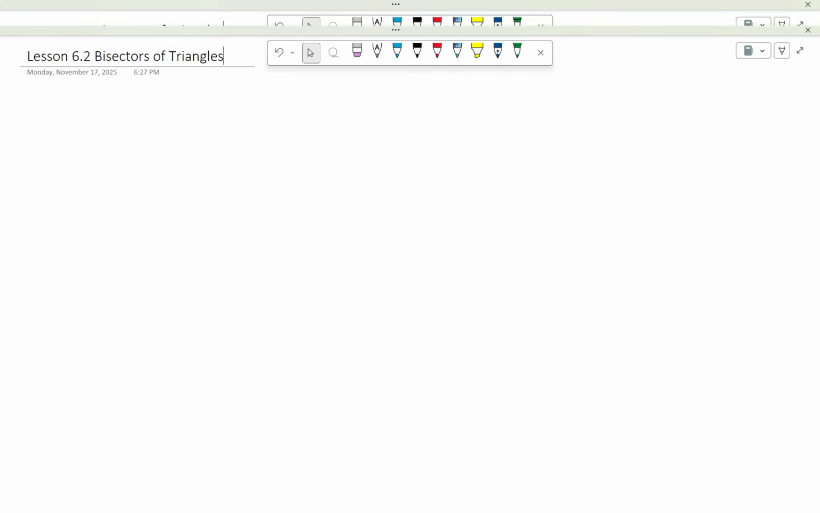And one thing that's going to come up here is concurrency with regard to triangles. So let's actually talk about what concurrency is. Concurrency is the following. It's when you have three or more lines intersecting.